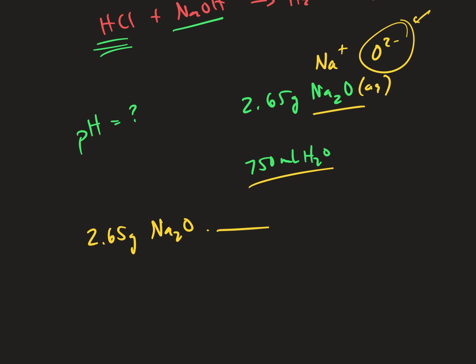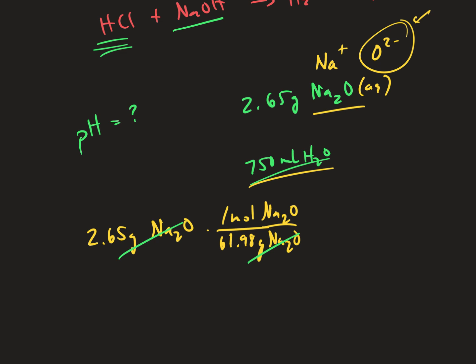And sodium is 23 times 2 is 46 plus 16. 61.98 grams of Na2O to 1 mole of Na2O. That goes away. Okay, so we have moles and we have volume.